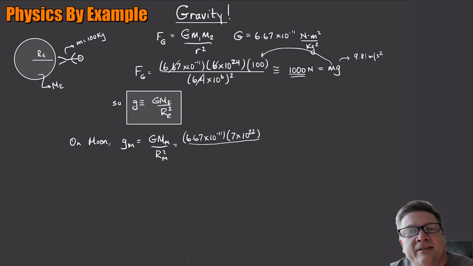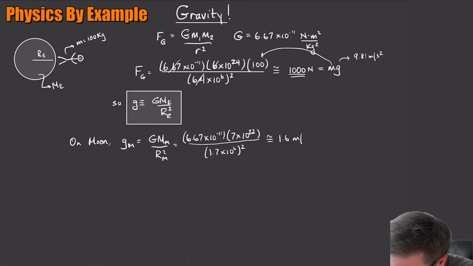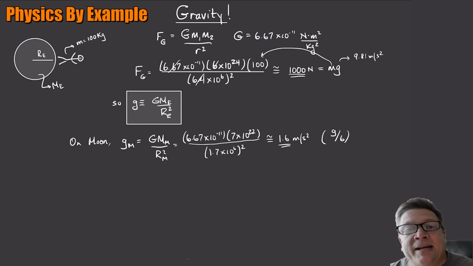It's only 1% of the mass of the Earth. Radius of the moon, it's like a quarter of the Earth. It's like 1.7 times 10 to the 6, squared. Okay, you put all that in, and what you'll get out of that is something like 1.6 meters per second squared. So it's like about a sixth of the Earth. So on the moon, you would weigh about a sixth of what you do on the Earth. So you can do this for anything, Mars, Jupiter, whatever. You just put in the right m and the right r, and you can figure out your gravitational acceleration, right? You multiply by your mass, and that's how much you weigh on each of these objects.